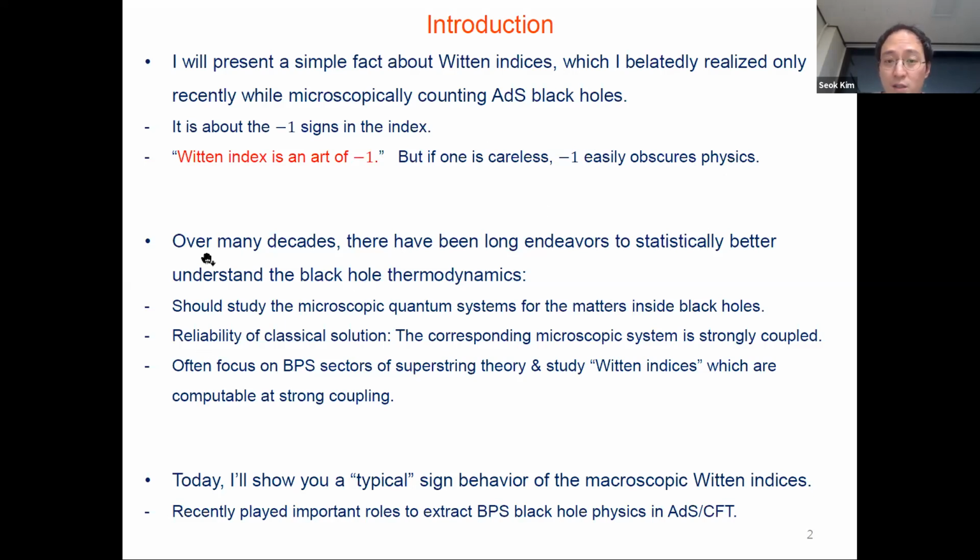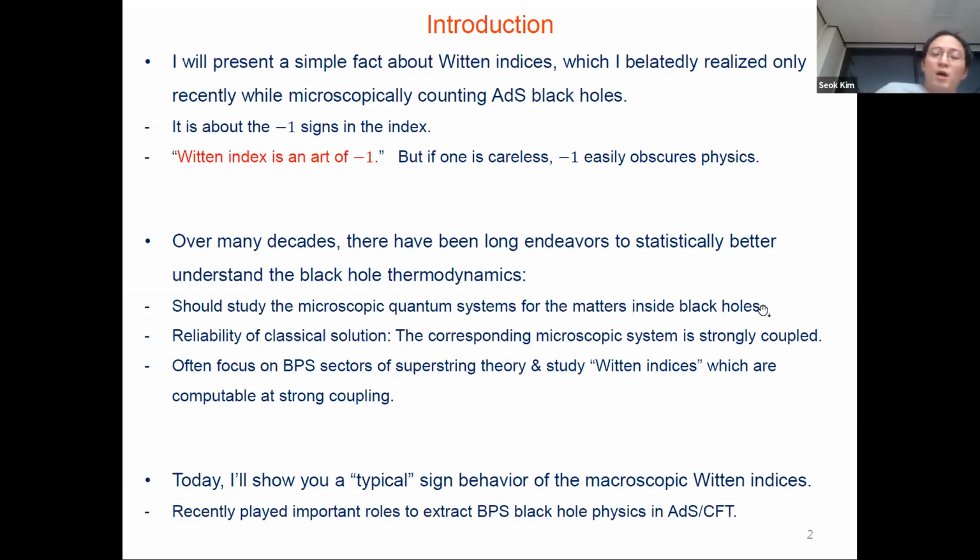So over the many decades, there have been general attempts and long endeavors to better statistically understand the black hole thermodynamics in various settings, asymptotically flat, asymptotically AdS, various things. And in order to study these kinds of questions, the microscopic statistical grounds of this black hole thermodynamic behavior, one should really set up the microscopic quantum mechanical problem for the system describing the matters which are lurking inside the black holes.